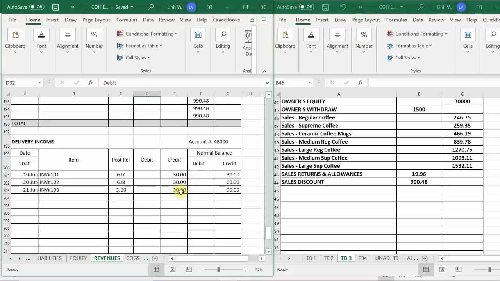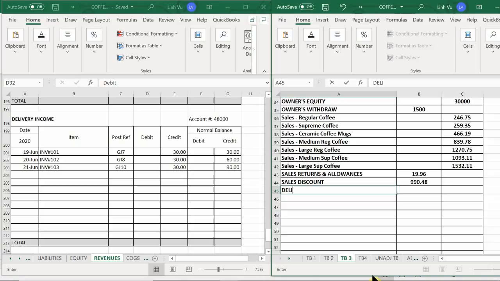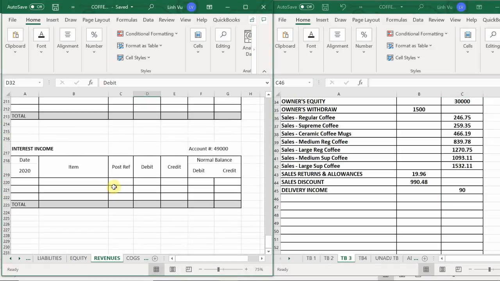Let's see what else we also had. Delivery income. Right? That's going to be on the credit side because we earned revenue from this, which was a total of $90. And then interest income, we have none, right? We didn't set up anything in the bank account for us to earn interest, okay? Good.